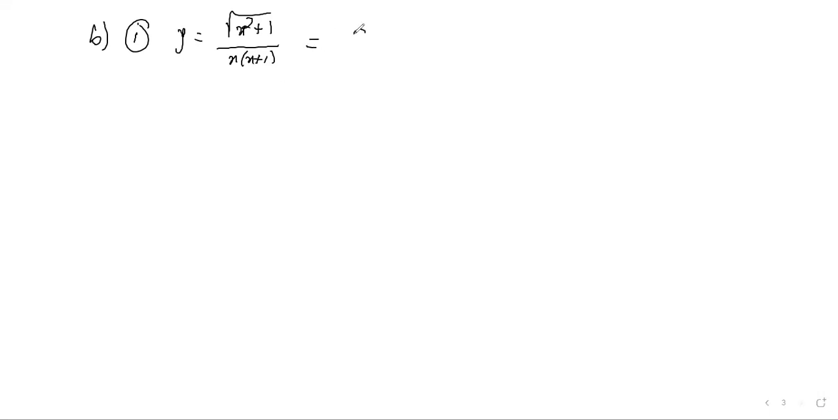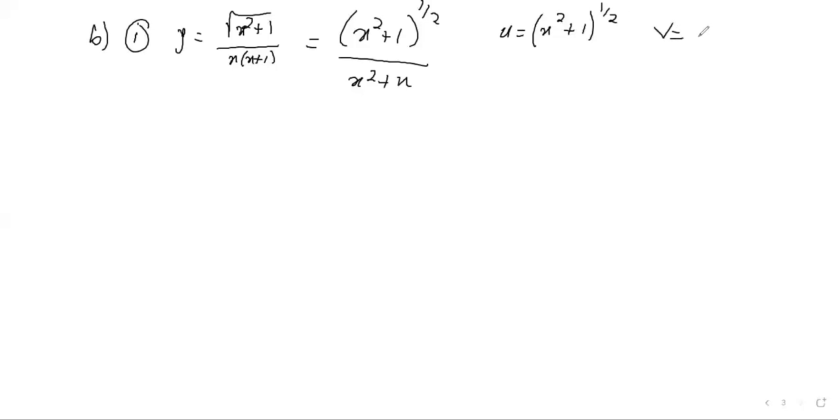So we write this as x squared plus 1 to the power half. And then divide by, we expand it to be x squared plus x. So at this point now, it's a fraction anyway. So how do we differentiate fractions? We use quotient rule. So we let u be equal to x squared plus 1 power half, and v to be equal to x squared plus x.